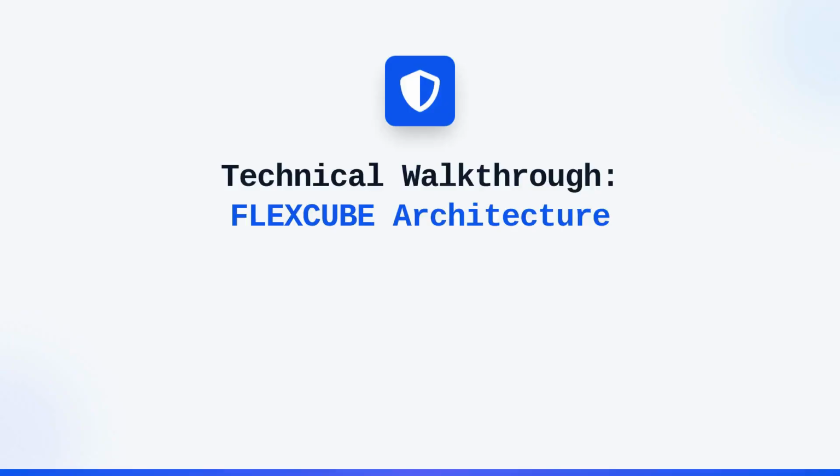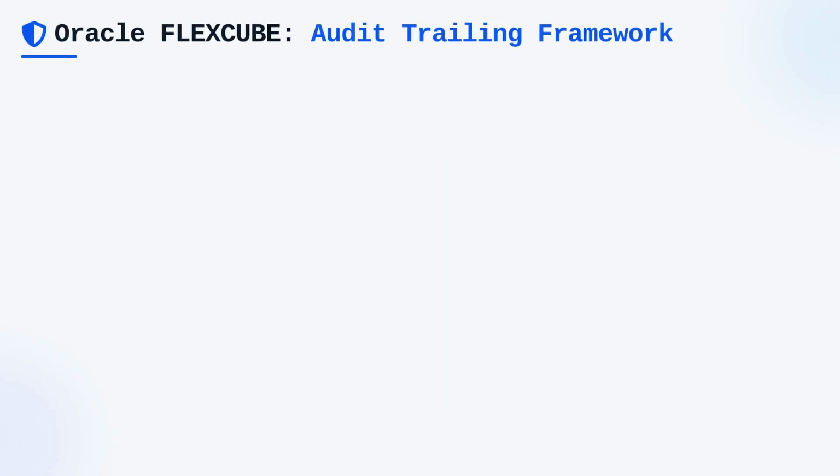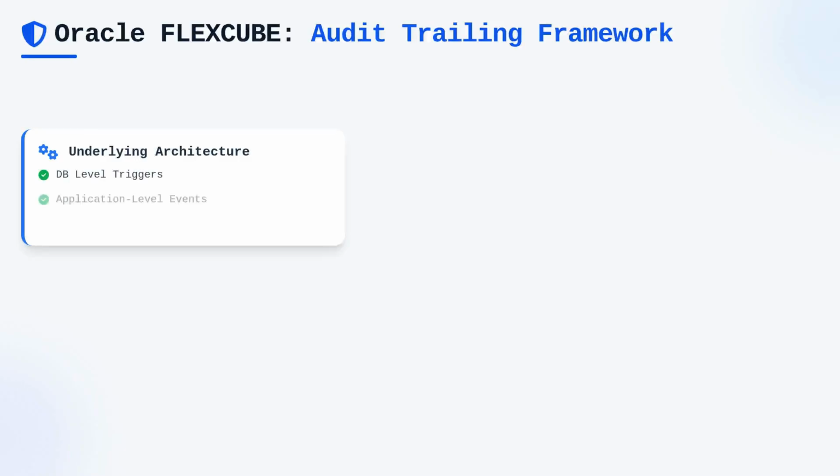Welcome back to our technical walkthrough of the FLEXCUBE architecture. In this session, we will focus exclusively on the configuration and administration of audit trailing within the system. Audit trailing in Oracle FLEXCUBE is not merely a logging exercise, but a fundamental pillar of the system's security and compliance framework. To understand how to implement this, we must first look at the underlying audit trail architecture, which relies on the tracking of data modifications at the database level through internal triggers and application-level events.